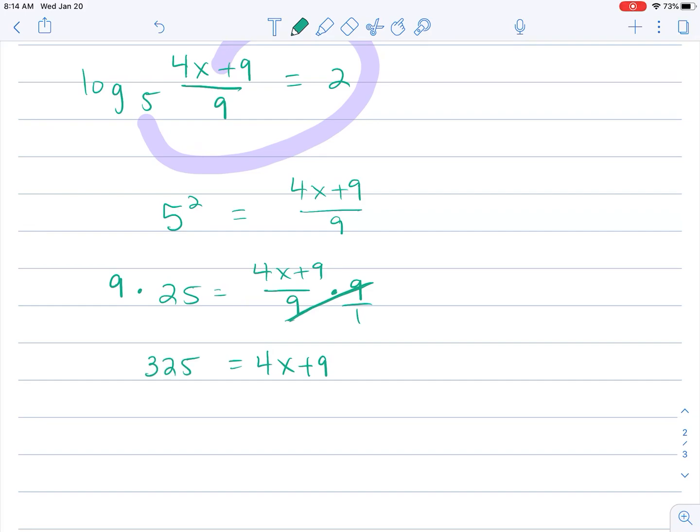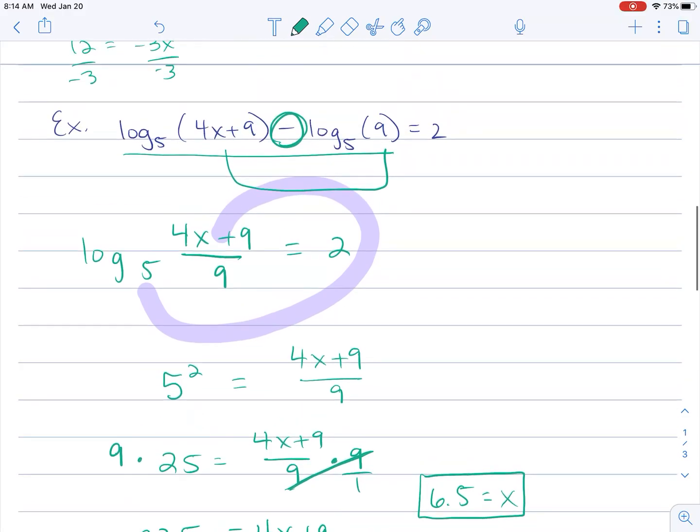That could be way off. Let me double check that. 225. That was silly math. I hear it now. Sorry. 225. So now let's go ahead and subtract 9 from both sides, and I get 4x equals 216. And I'm going to divide by 4. And I'm getting 6.5 equal to x.